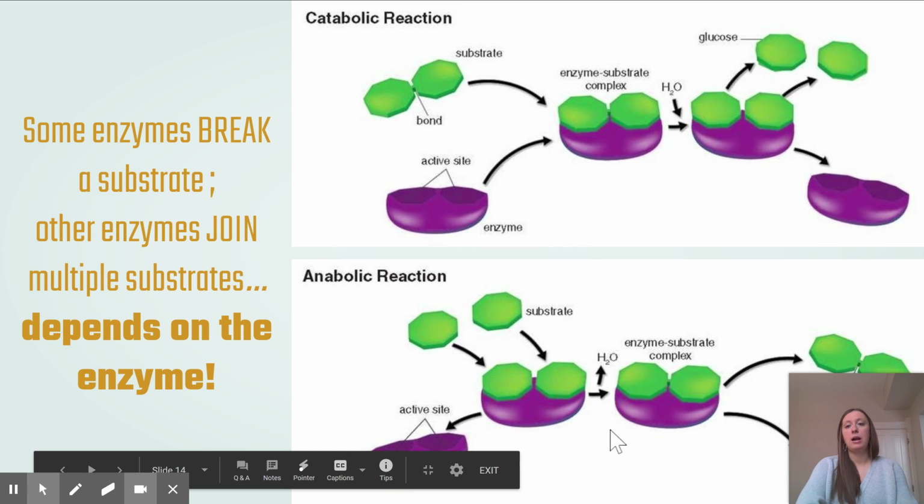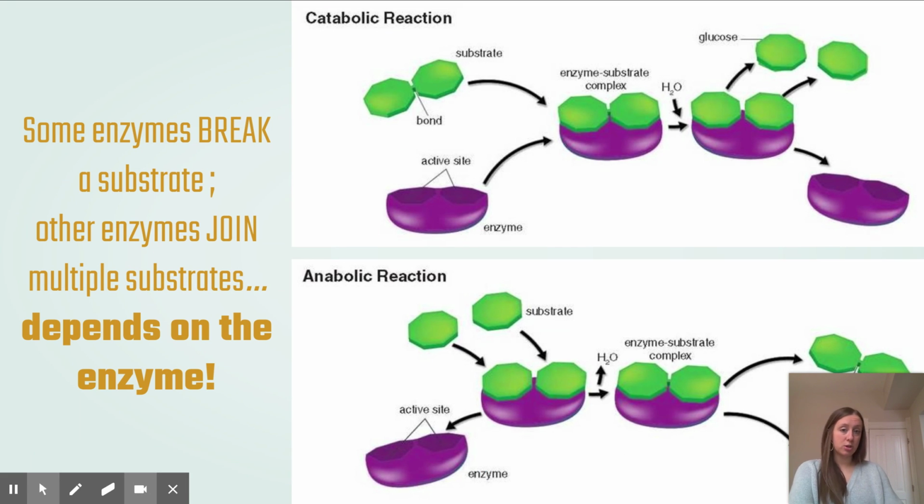We've also talked about how some enzymes can break down a substrate into two or more smaller parts, whereas other enzymes have the job of joining multiple substrates together to make one final product. So I just want to remind you, even though most of the enzymes we've seen so far have been breaking apart a substrate, there's other enzymes that do the opposite and join together multiple smaller parts.